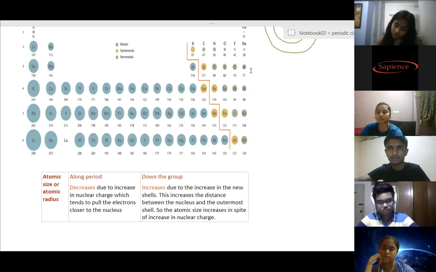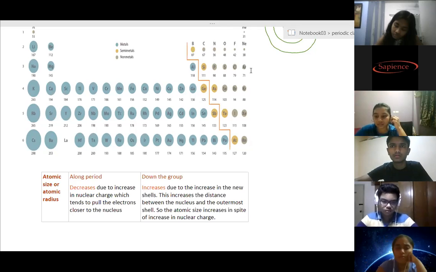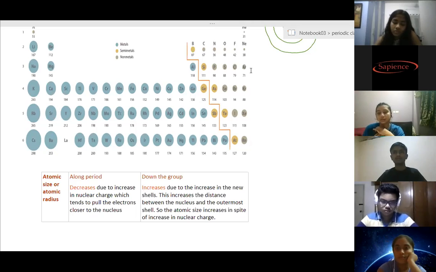What is the reason? Ma'am, when we move from left to right, the nucleus gains protons, so that increases the positive charge of the nucleus, and as a result the valence electrons are held closer to the nucleus. As we move from left to right, the number of protons increases as well as the number of electrons. The increase in electrons takes place in the same shell and the number of protons increases, so more nuclear charge acts on the electrons. So electrons are pulled closer, which decreases the size of the atom.